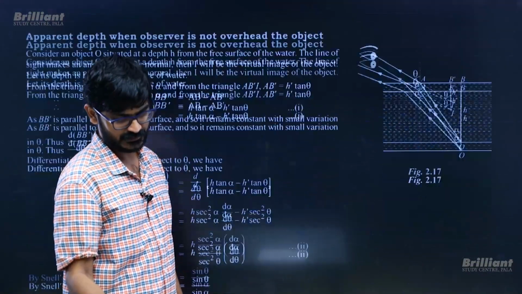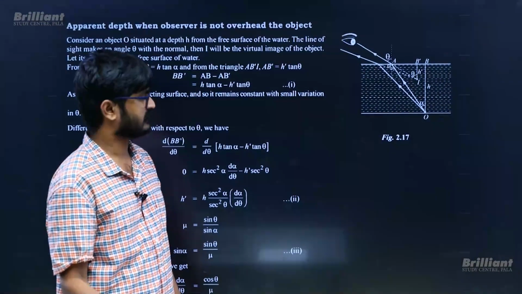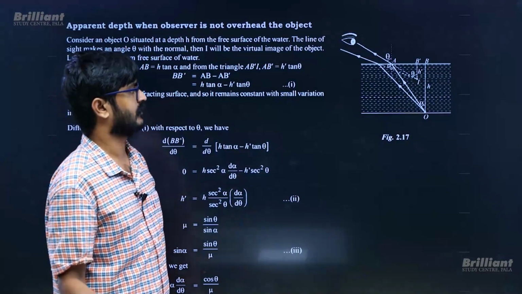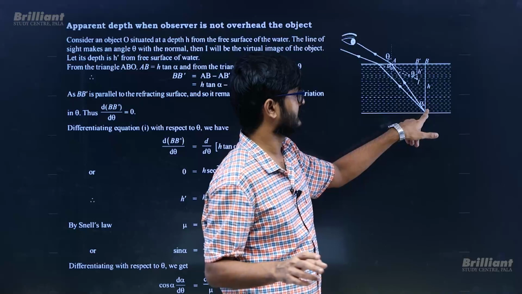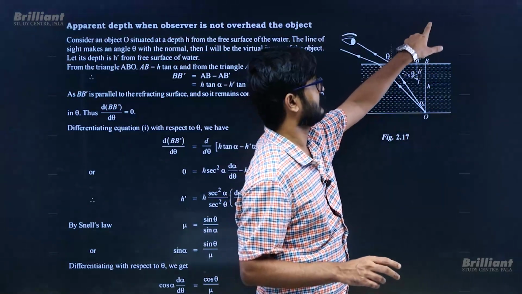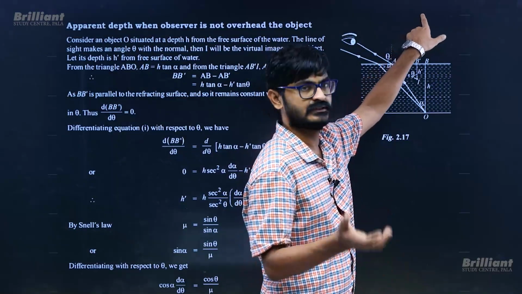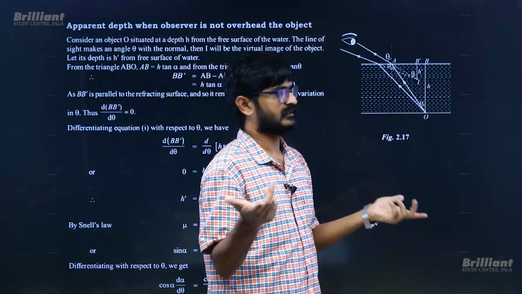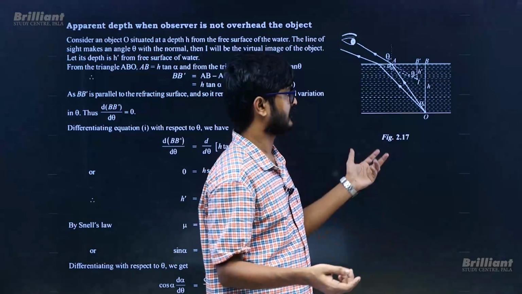Anyway, let me show you what's happening. This is a kind of derivation of apparent depth when the observer is not overhead. Generally we say that when the object is here and the observer is observing around the normal, the shift will be a little upwards, and the apparent depth is going to be d by mu and all those things.